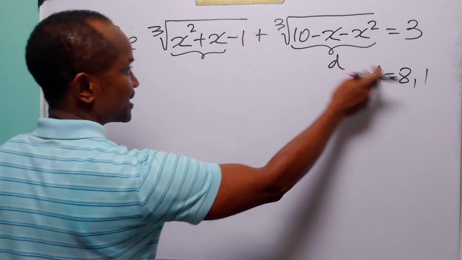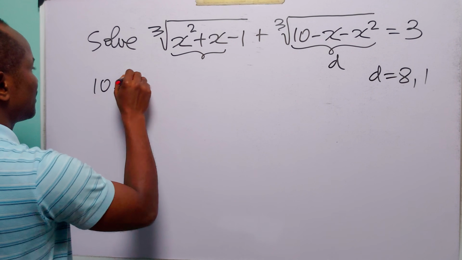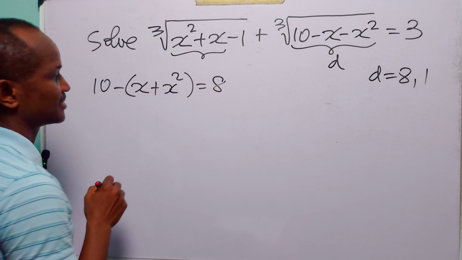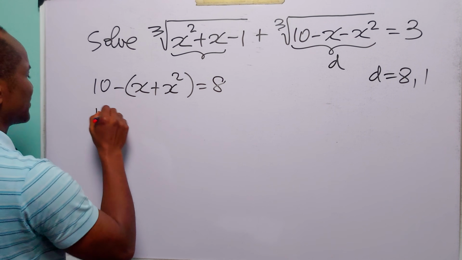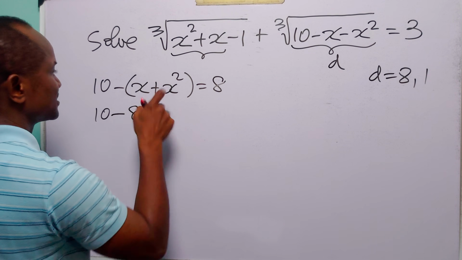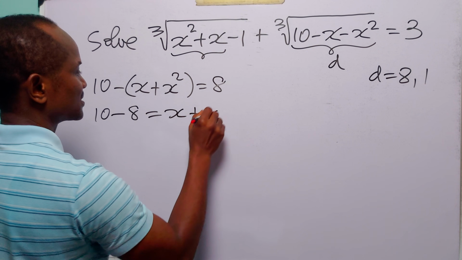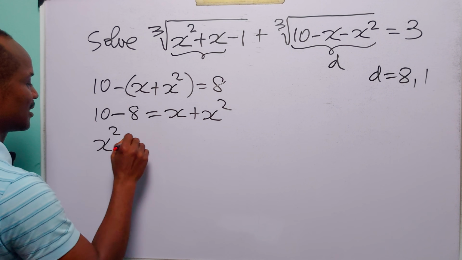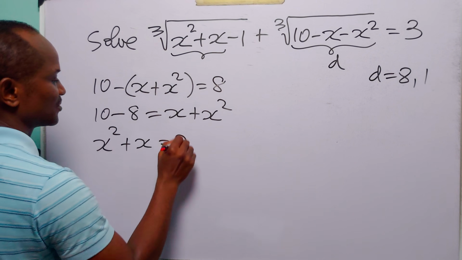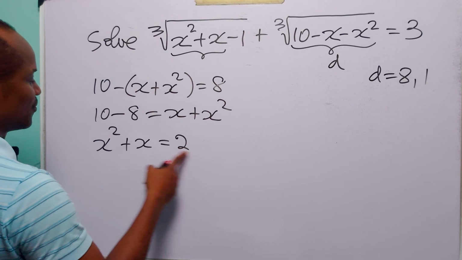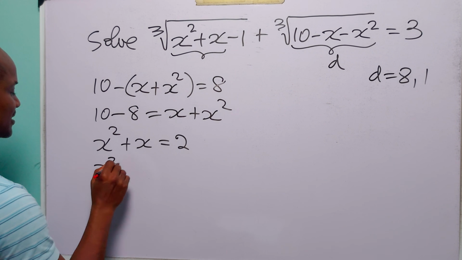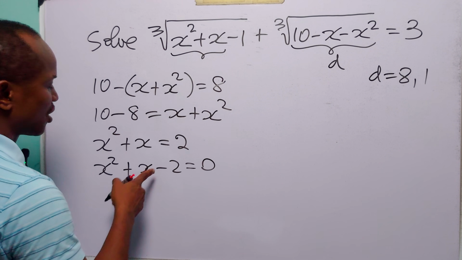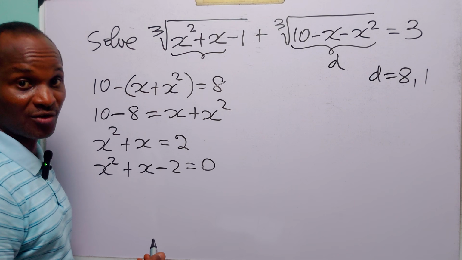When d is equal to 8, we have that 10 minus x plus x squared is equal to 8. Rearranging this equation, we have that 10 minus 8 is equal to x plus x squared. And of course, from here, we have that x squared plus x is equal to 2. Now, rearranging this, we have that x squared plus x minus 2 is equal to 0. We can solve this quadratic equation by factorization.